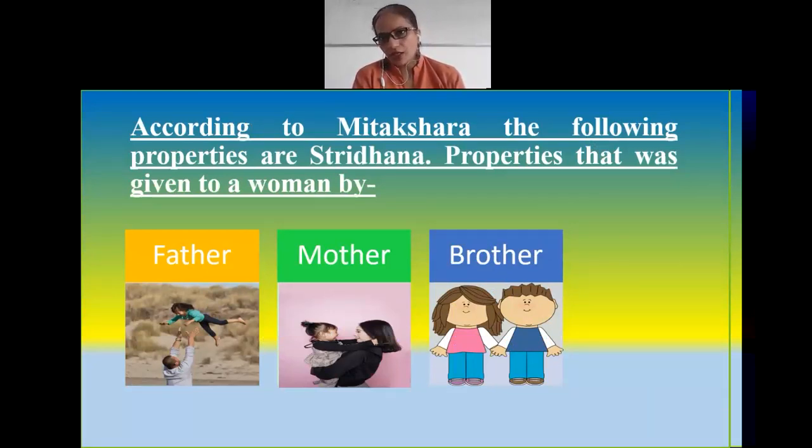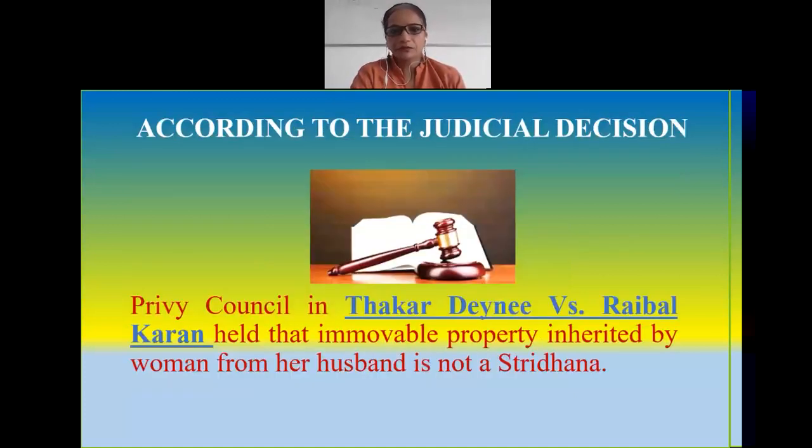According to Mitakshara, the following properties are Stridhan. Properties given to a woman by father, properties given to a woman by mother, and properties given to a woman by a brother would be termed Stridhan.